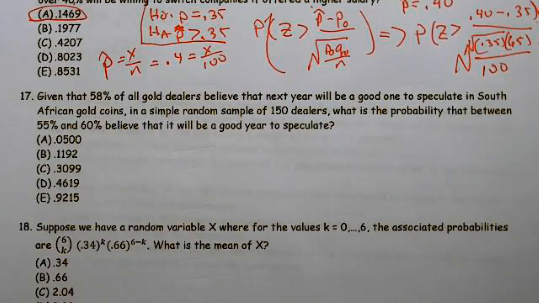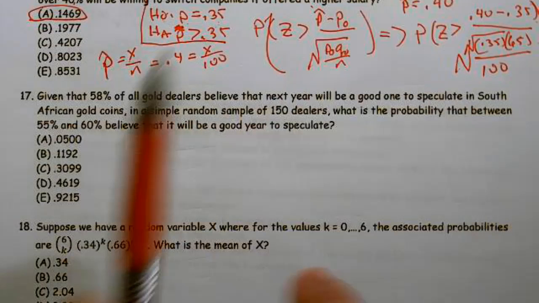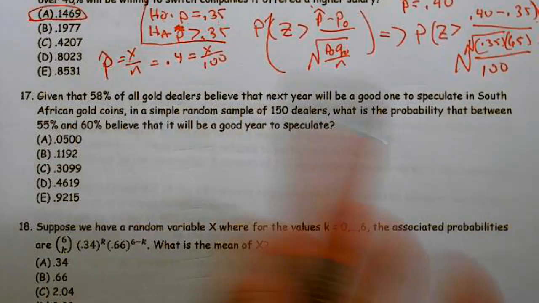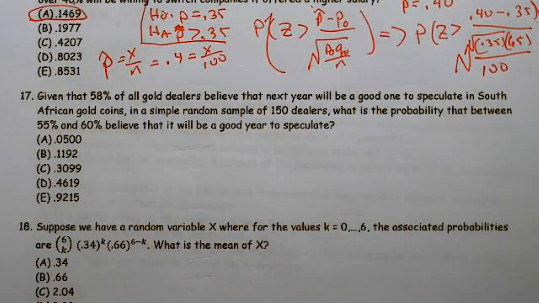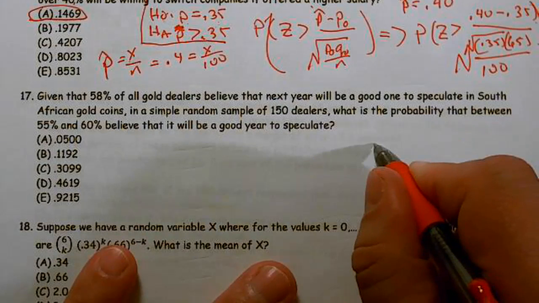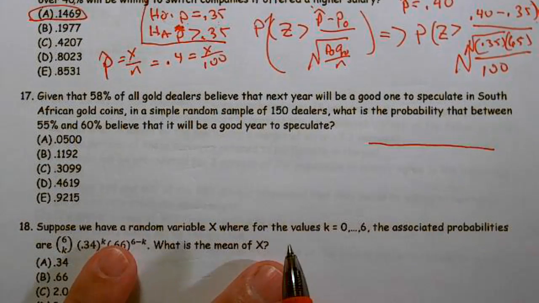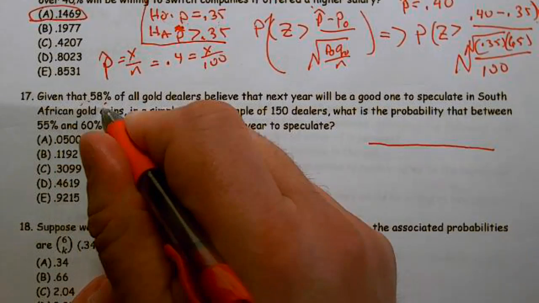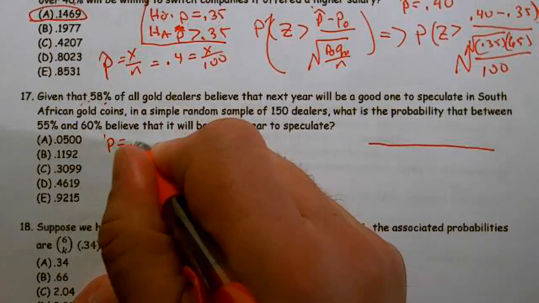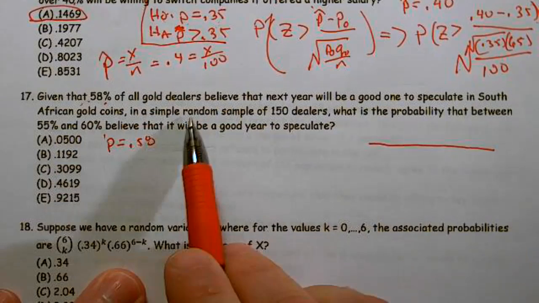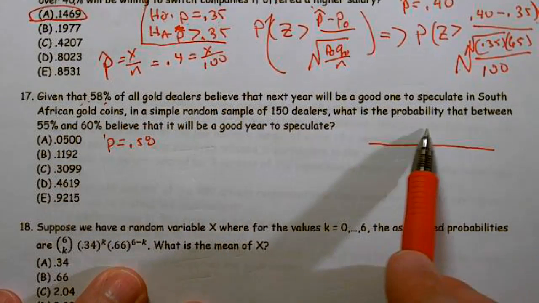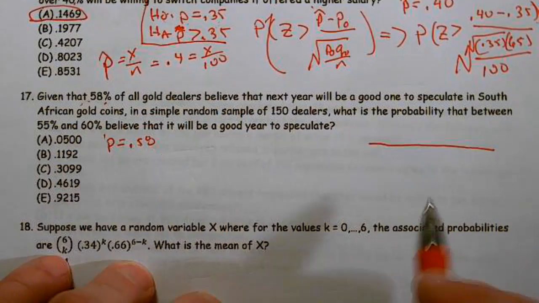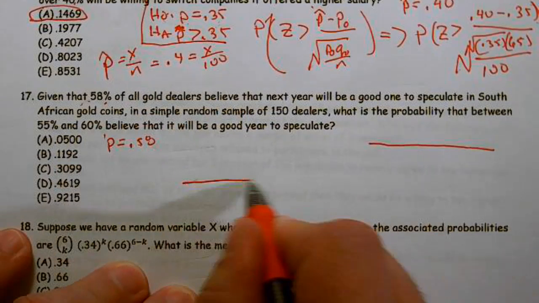Okay, so with this particular problem, I'm not thinking of a very specific shortcut. There's a couple ways we can approach this, but I'm going to do this in a long form fashion because I think it will make more sense. So given that 58%, that means we have a claim, so P equals 0.58. In a random sample, what's the probability that between 55 and 60%? I'm going to go ahead and draw this graph of what we're actually talking about.